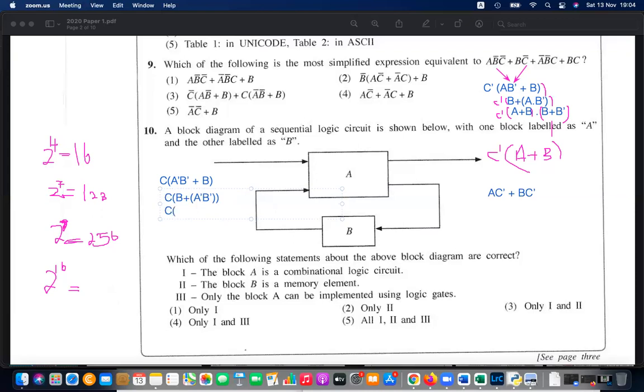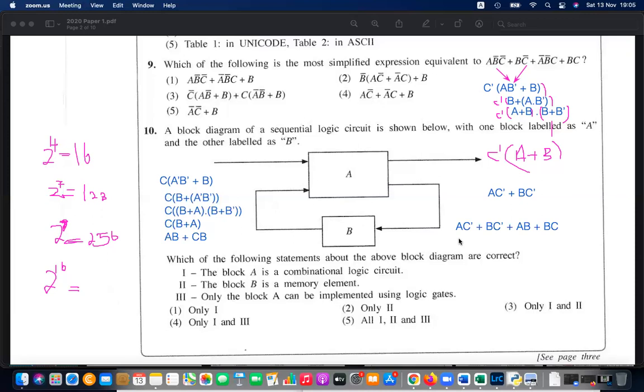Then distributive law, C, B naught, A B A. And then BB naught. BB naught is one, so ultimately this will become C B A. Can write as A B C B. Right now the expression will be A C naught, B C naught, A B, BC.